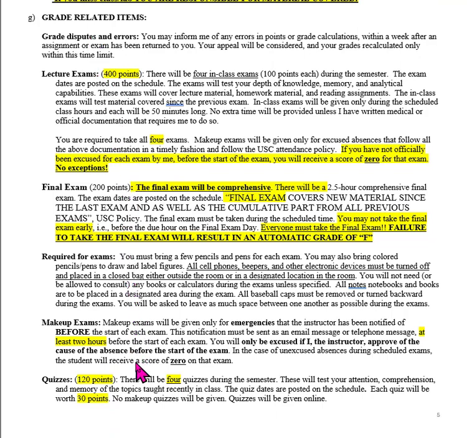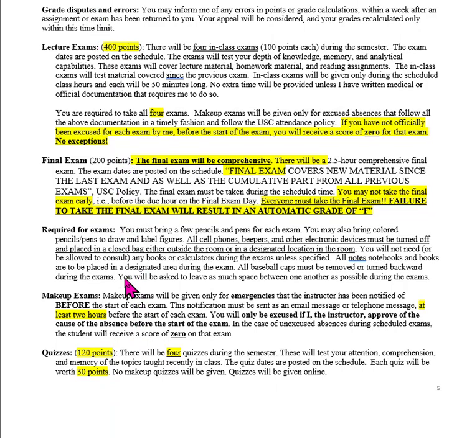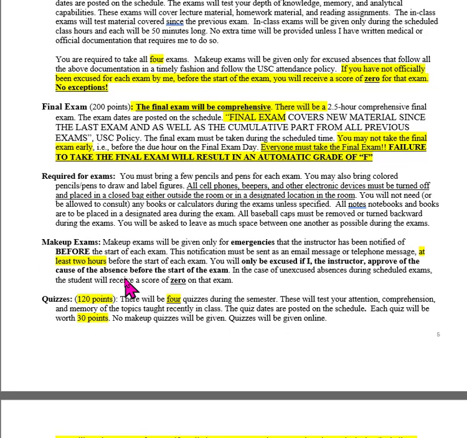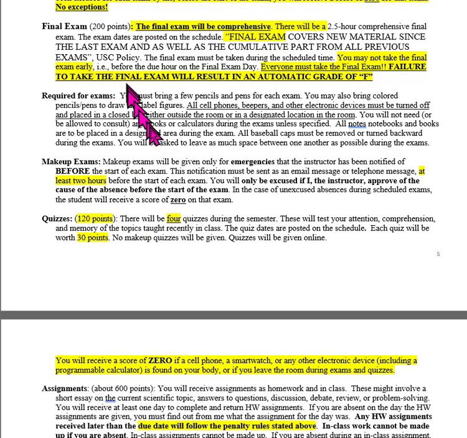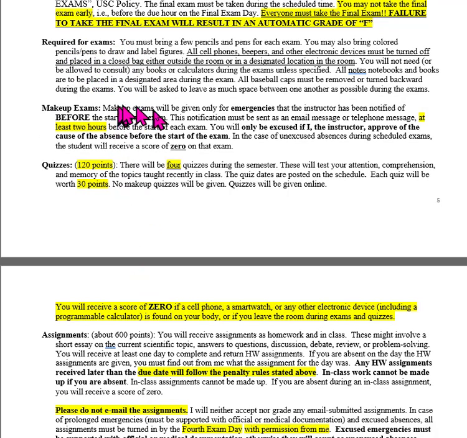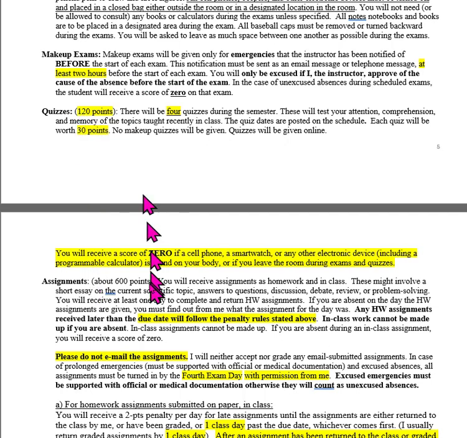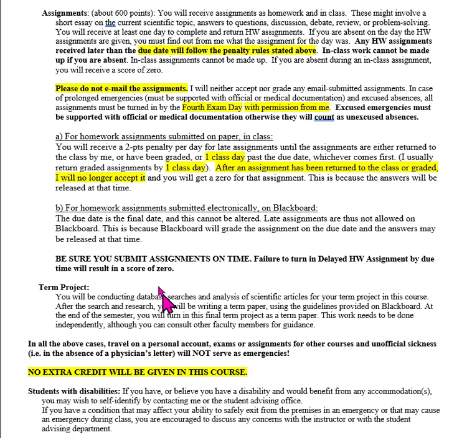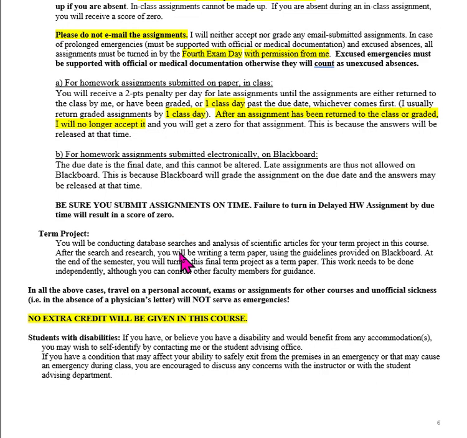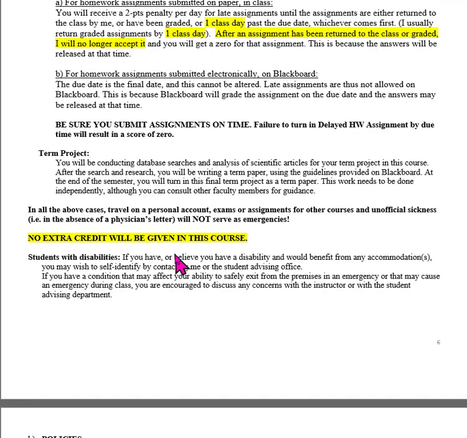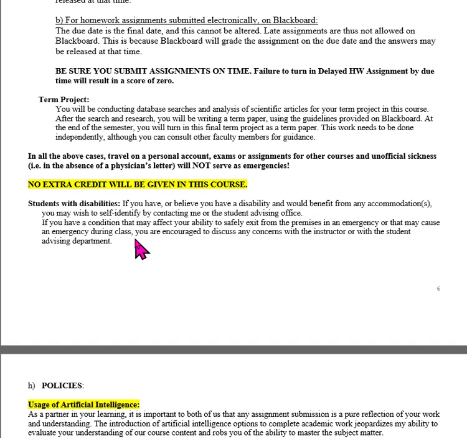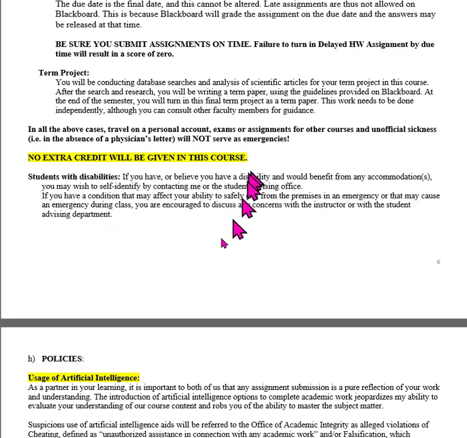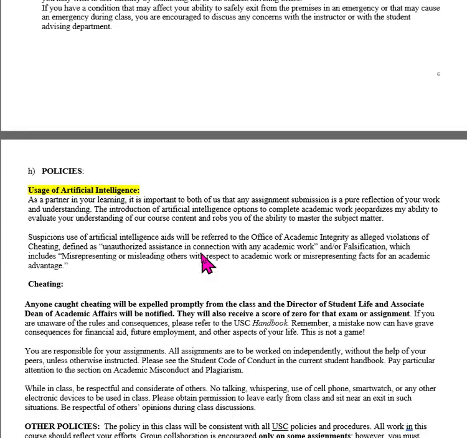Then the next part of the syllabus, I cover each part of our assignments, lecture exam, final exam. What do you need to bring with you to the exams? A little more information about makeup exams, quizzes, assignments. Read through them and follow through. Do not email me any assignments because I don't accept them by email. They have to go through Blackboard. There is information about the term project here. Read through that as well. I do not give any extra credit, so don't even ask me for extra credit.